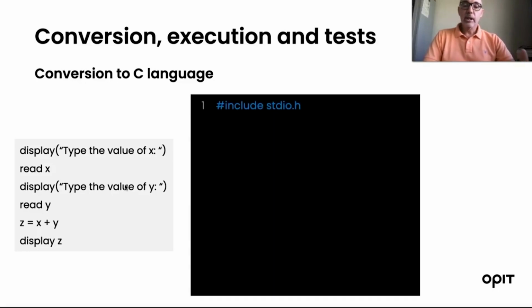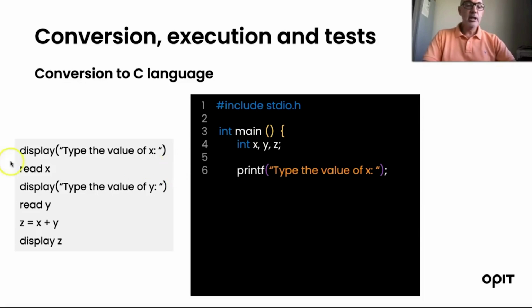C language starts with the inclusion of some libraries. I'm going to explain this in other modules later on. We write what we call the main program, and here I declare the 3 variables x, y, and z to be of type integer. Then instead of saying display, in C language we say printf, type the value of x. So you see here that the display in the algorithm is converted into printf in C language.